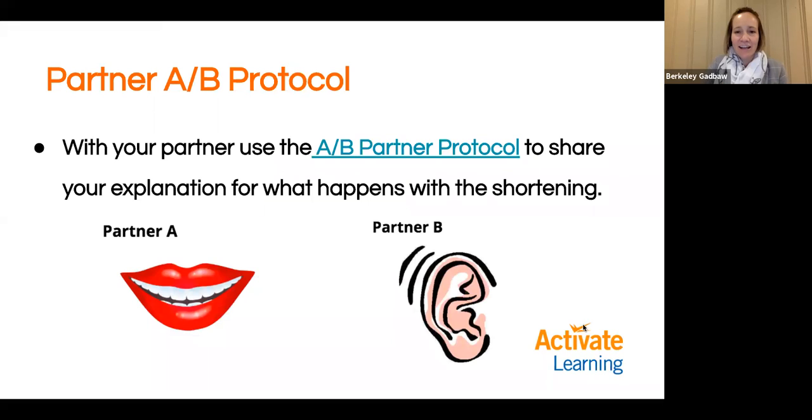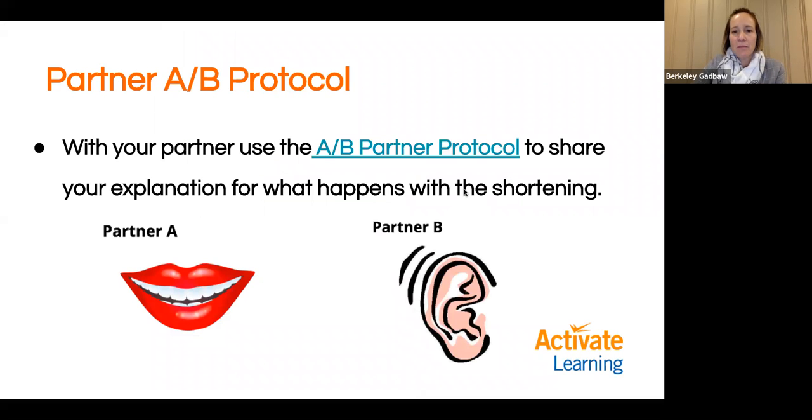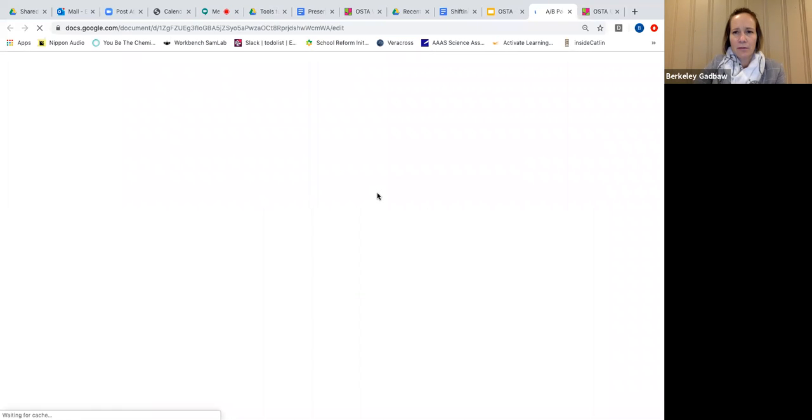The tool we're going to use today is one that I heard at the NSTA conference a couple years ago when it was here in Portland. It's called the AB Partner Protocol. What I love about this is that as a listener, it really requires you to really listen to what your partner is saying. So I'm going to click on the tool just so you can take a look at it. Then we're going to watch a short video together, and then we'll break into partners and use the tool.